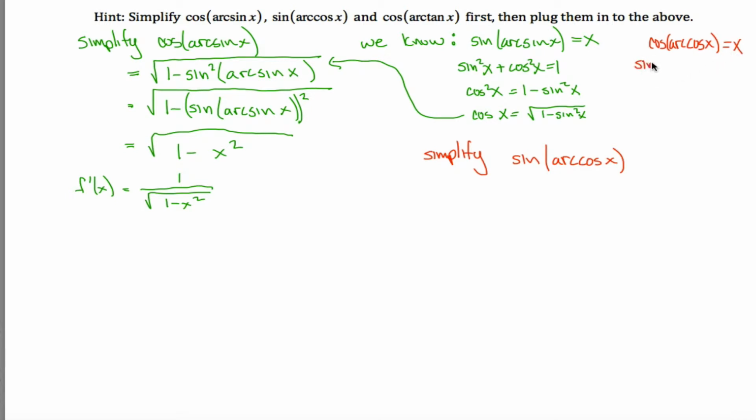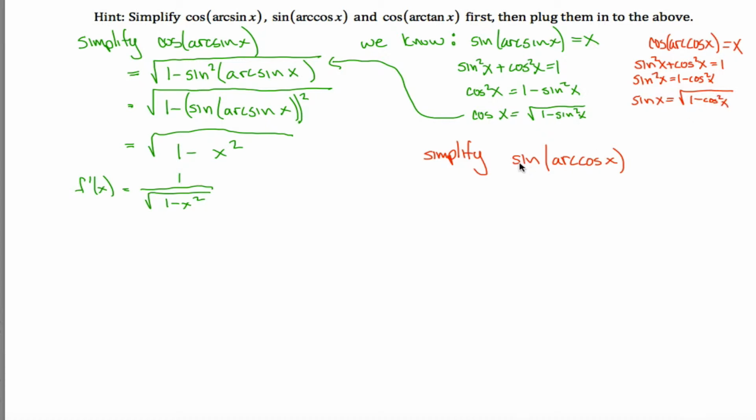And using my sine squared x plus cosine squared x equals 1 identity, I should write that more carefully. Instead of solving for cosine, I can solve for sine. Let's say sine squared x is 1 minus cosine squared x. So therefore sine of x is equal to the square root of 1 minus cosine squared x.